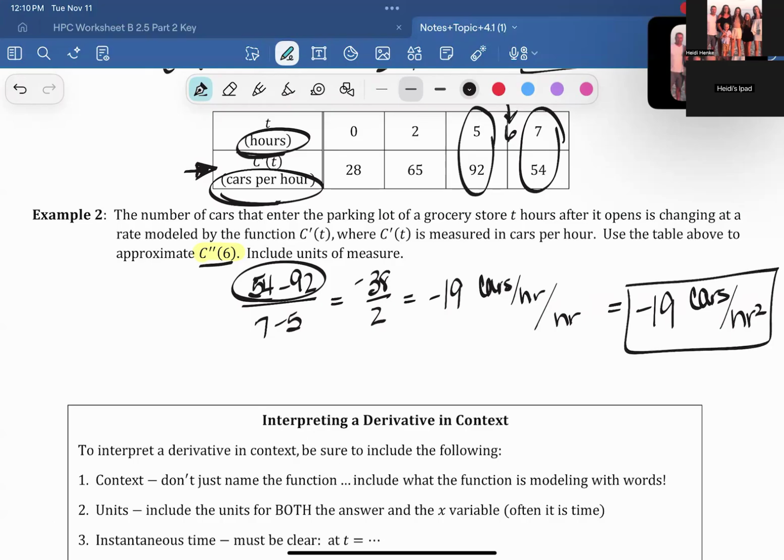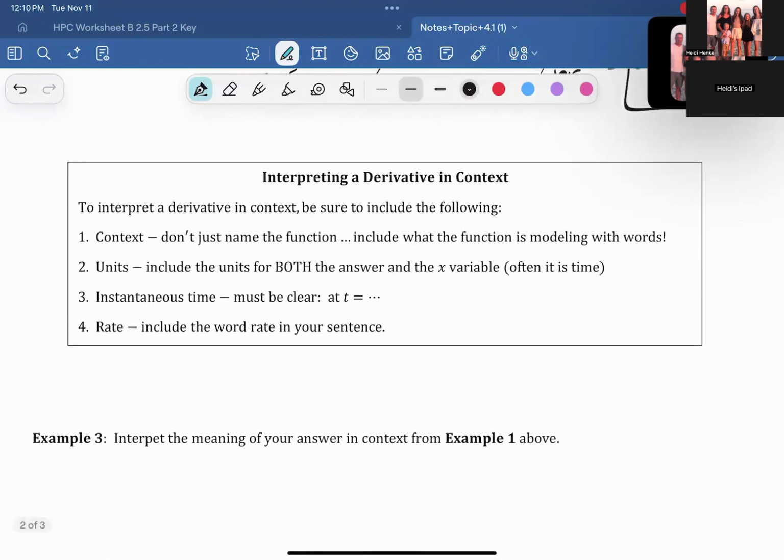You guys are usually pretty good with units, even like this kind of double unit, because of chemistry. Chemistry is very helpful for y'all in understanding your units and how your units work. So hopefully that makes sense. If not, talk to me later. Okay. All right. Interpreting a derivative in context.